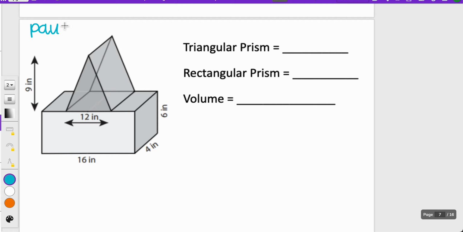Go ahead and pause the video here. Try to find the volume of your triangular prism, rectangular prism, and then the total. This one, because they're on top of one another, they're both taking up space, so we're going to add them together.